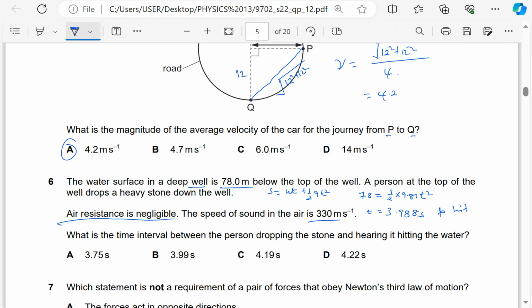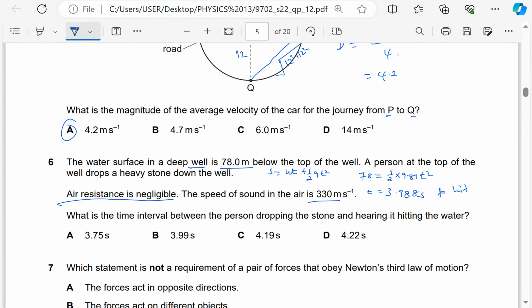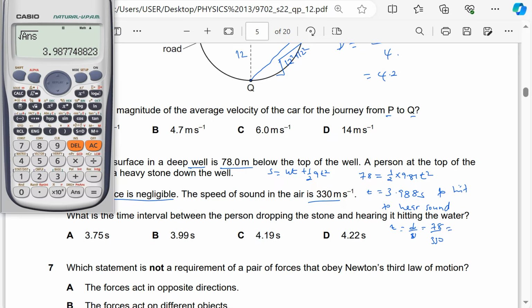The speed of sound is given as 330. So to hear the sound, the time is going to be equal to the distance divided by the speed. The distance is still 78, and then the speed is going to be 330. So 78 divided by 330.